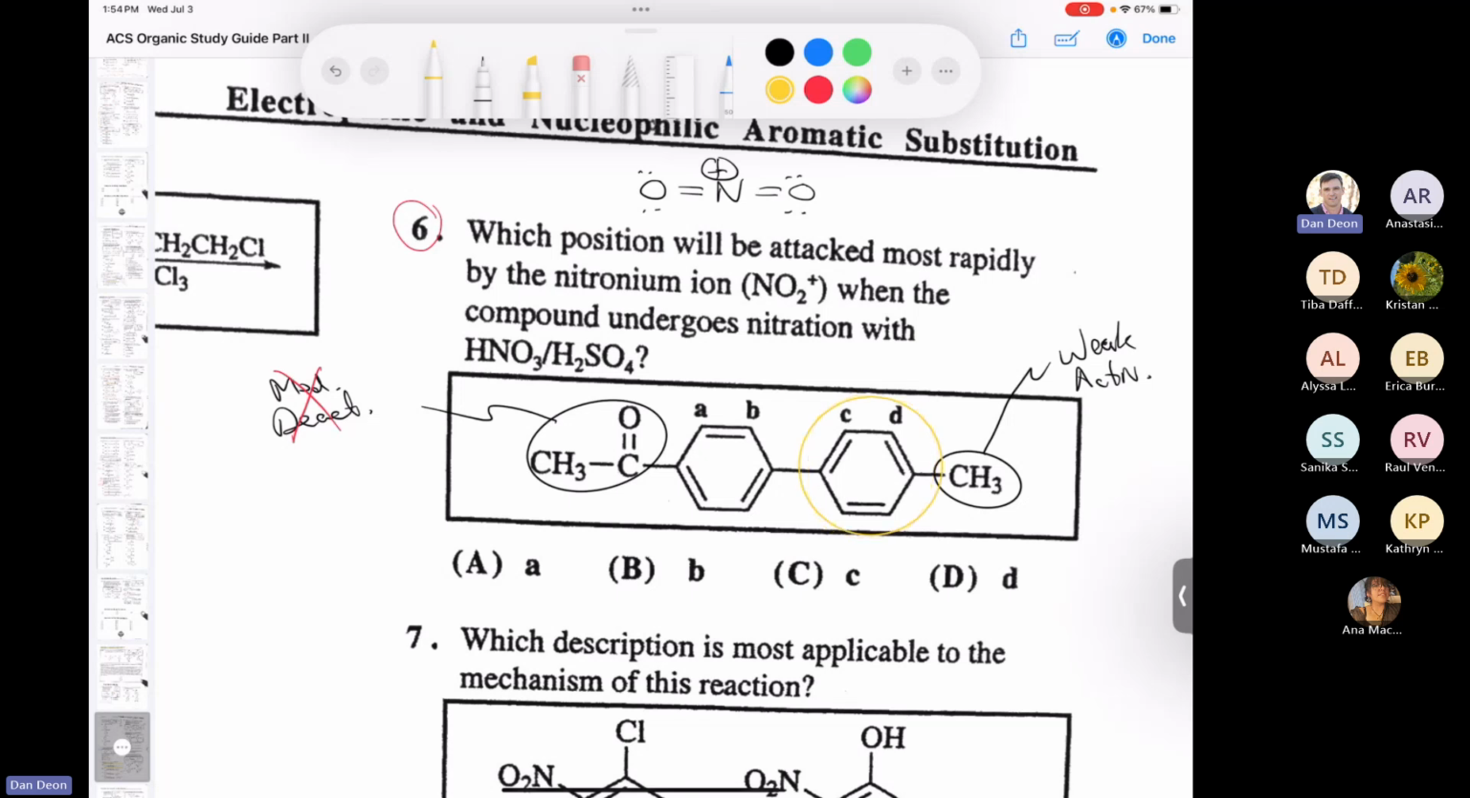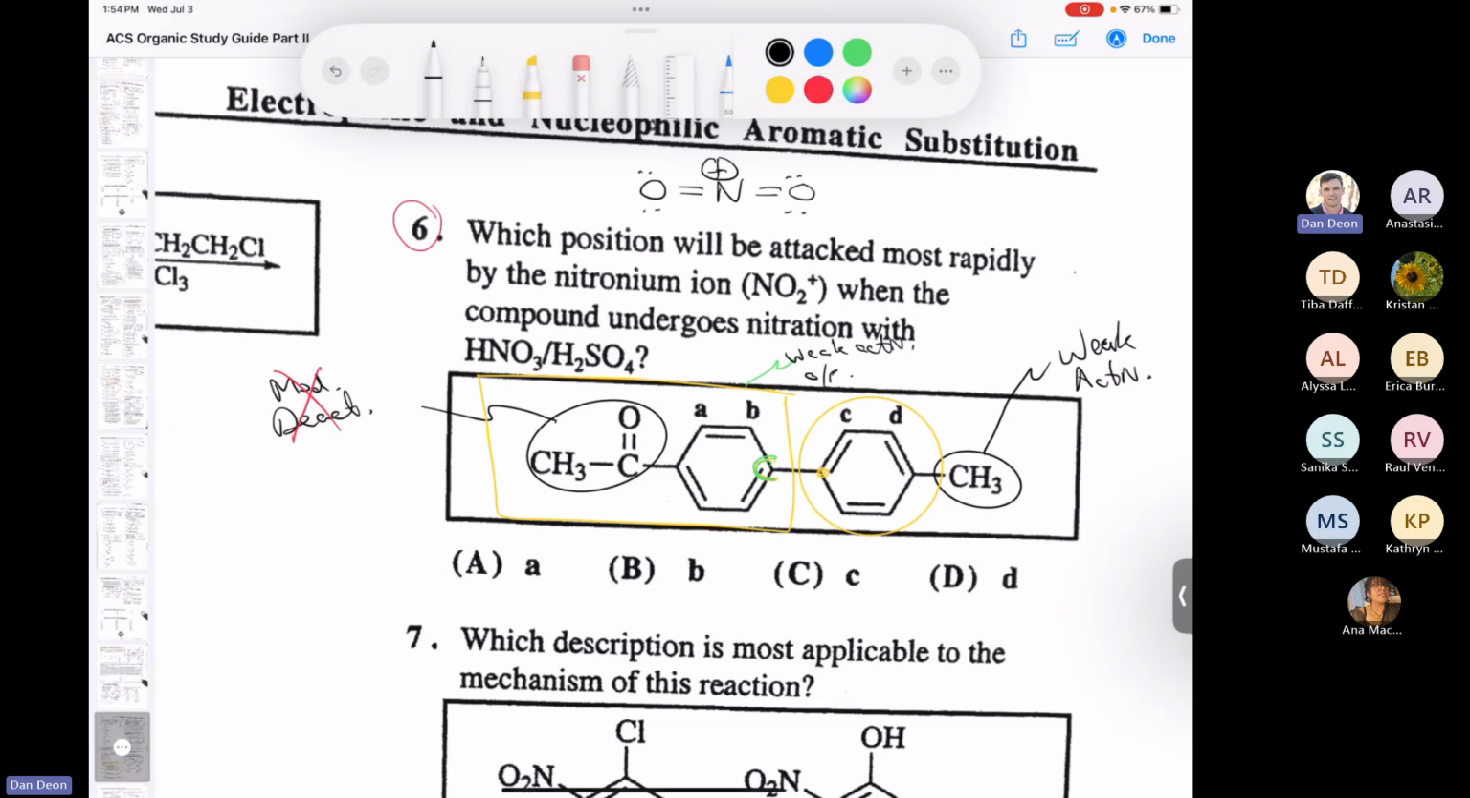Now, if we just focus on the ring with C and D on it, well, we can also take this entire group and say, well, this is an aromatic ring attached to this position. So this carbon here that I'm putting, maybe I'll use green, is just an sp2 hybridized carbon. And so that means that this whole group is also going to be a weak activator, and it's going to be an ortho-para director. So that means that C and D are both open to substitution.